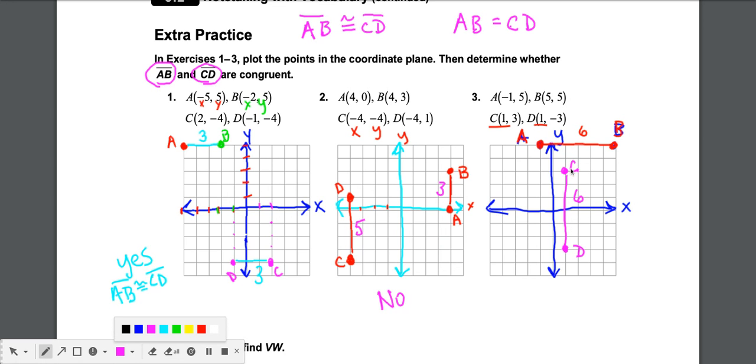If they are the same distance, then we say that they are congruent. They are the same, both line segments that are the exact same distance. And so right here we would say AB is congruent to CD, and we would write it like this. And we would say yes. Yes, it is. All right, perfect.